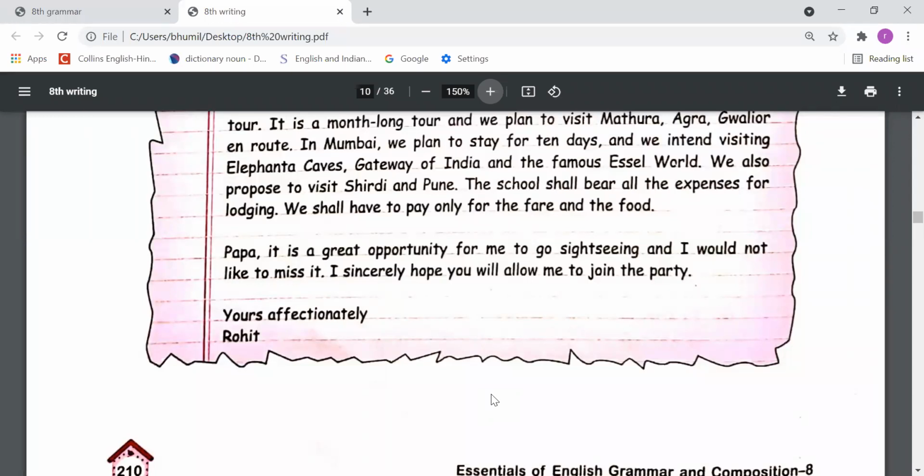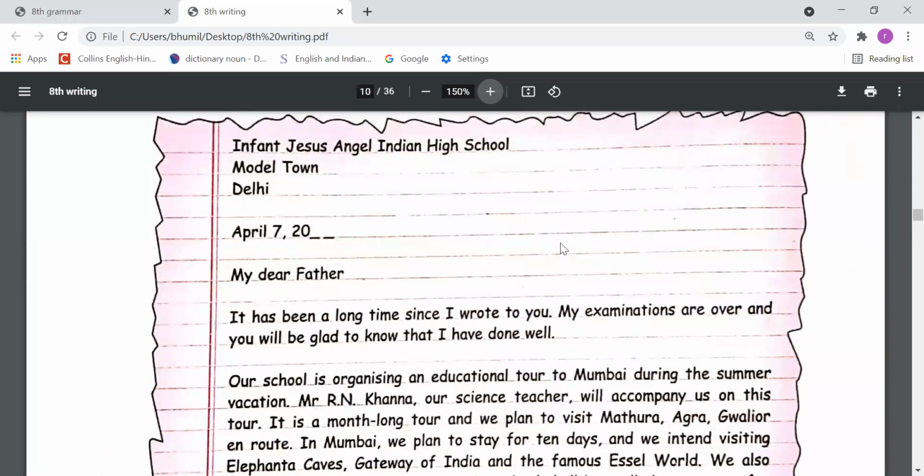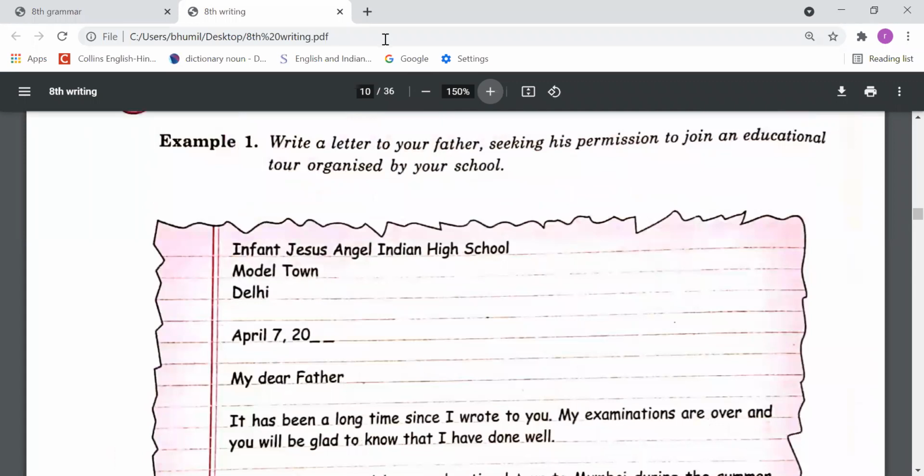Okay, so this letter you have to write in your notebook, and then you have to learn, then you have to do practice in your practice notebook. Okay, so now dear students, if you want to ask any question, then please come forward.